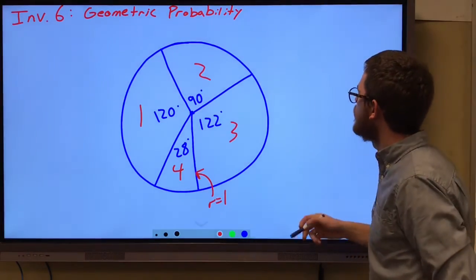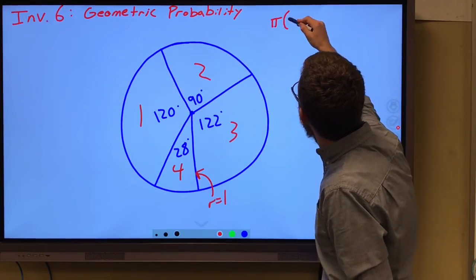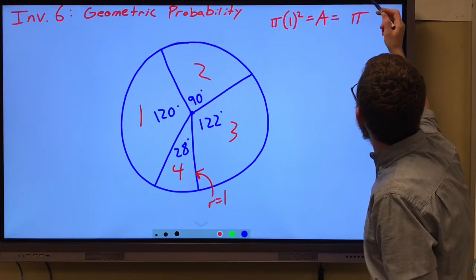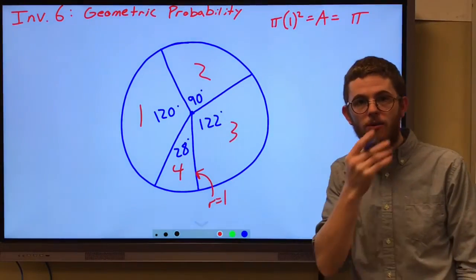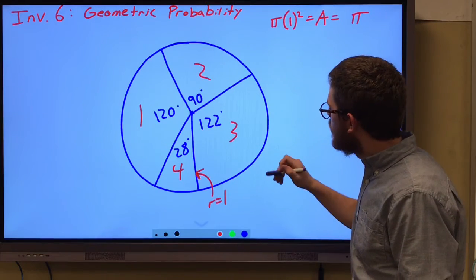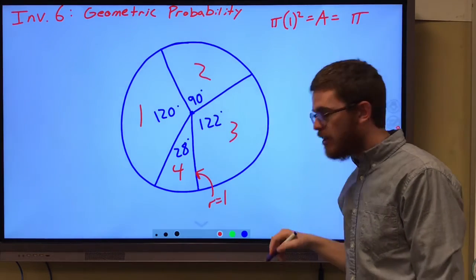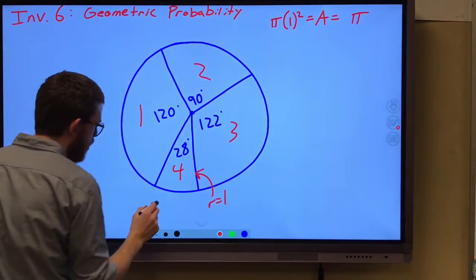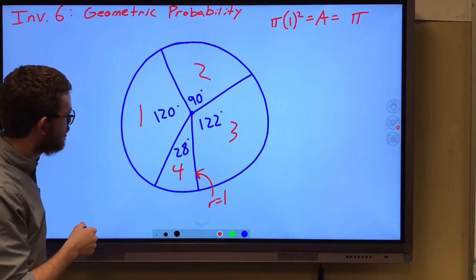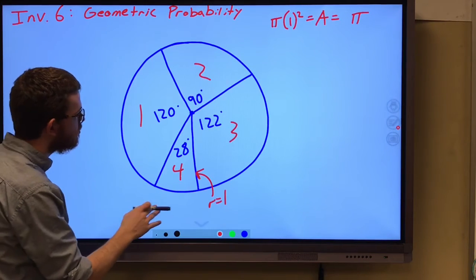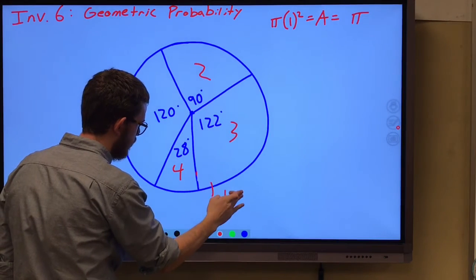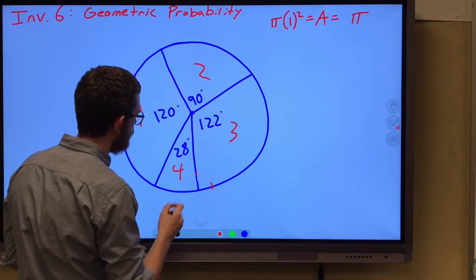So we find the area of the circle. We know the area of the circle is going to be pi times the radius squared, and the area of the circle comes out to be pi. Okay, so this one will be easy to work with. It's just pi. And we know to find the area of each piece, it's going to be the area of our circle times the fraction out of 360. So let's just find all of the areas, and then we can compare them. All right, so our radius is 1.